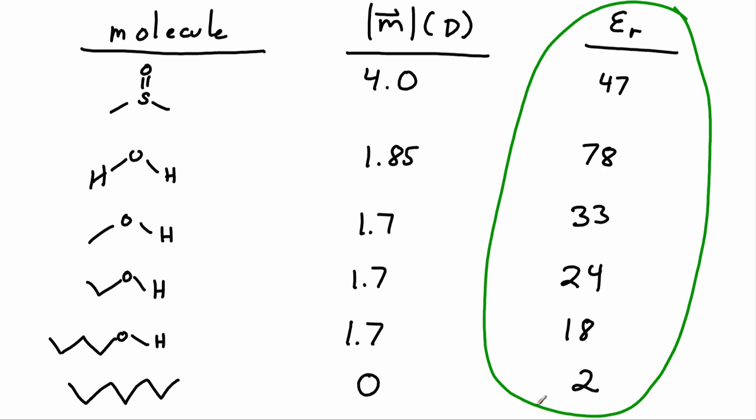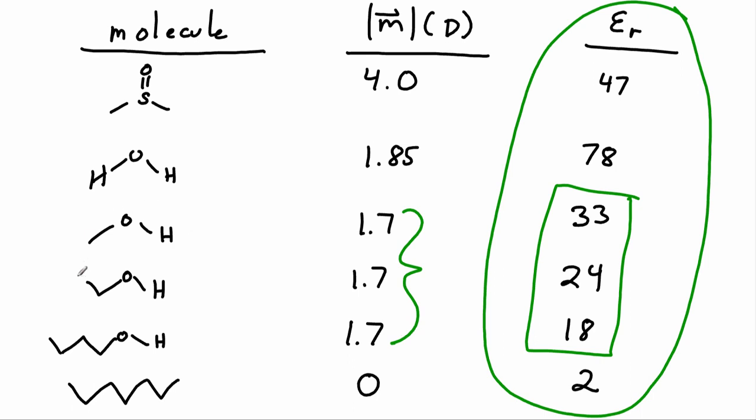What I want to do is focus in on these compounds right here. Notice that their dipole moment is essentially identical because they all have this hydroxyl group, this alcohol group. However, their dielectric constants are quite different. Why is that? Well, if we look at this, we can see that the smaller molecule has a bigger dielectric constant, and this one has an intermediate one, and then the butanol has the smallest of the three.